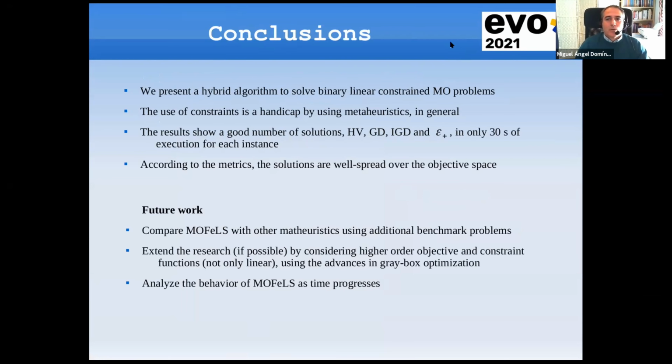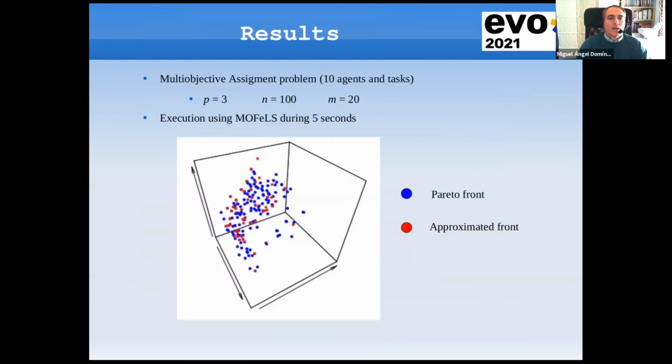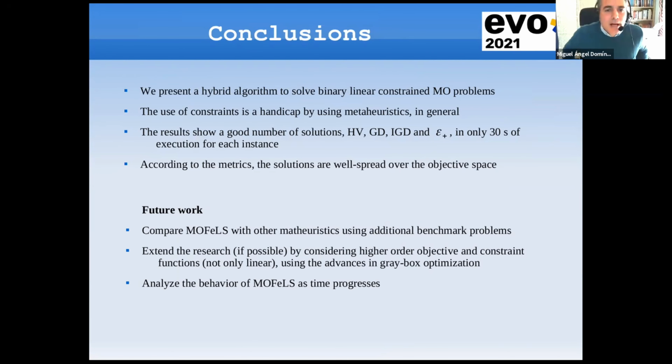In conclusions, we have presented a hybrid algorithm to solve binary linear constrained multi-objective problems. And the results are quite good using the 5 metrics in only 30 seconds of execution. According to these metrics, the solutions are well spread over the objective space. And remark that the use of constraints is a handicap when using metaheuristics in general. But with MoFELS and thanks to the ILP solver, we avoid this drawback.